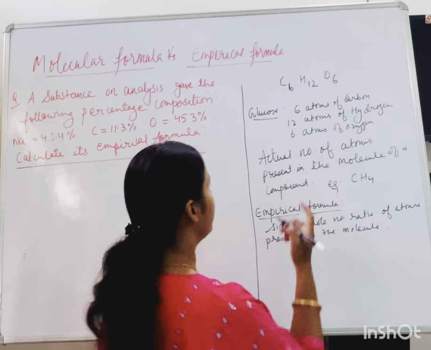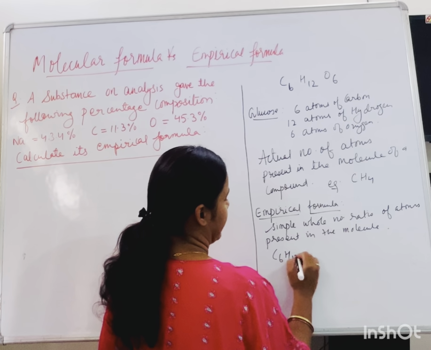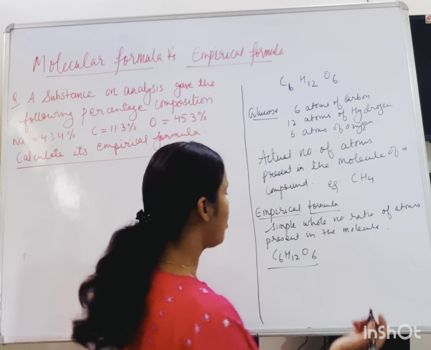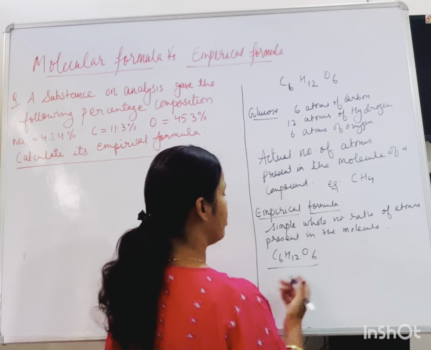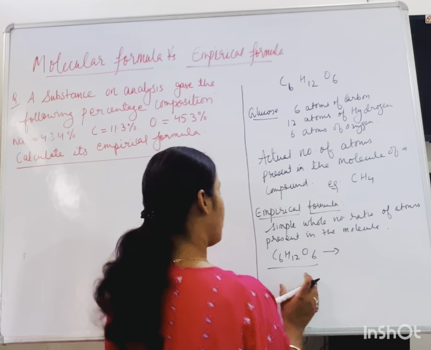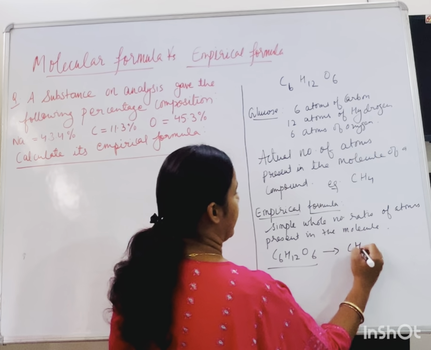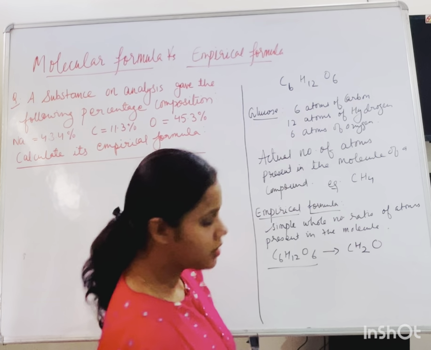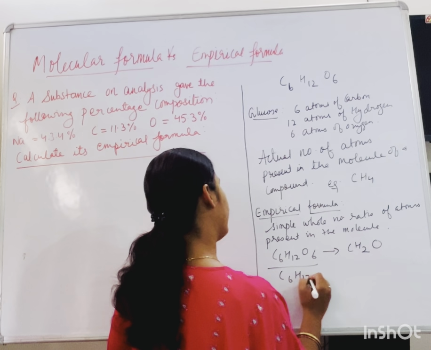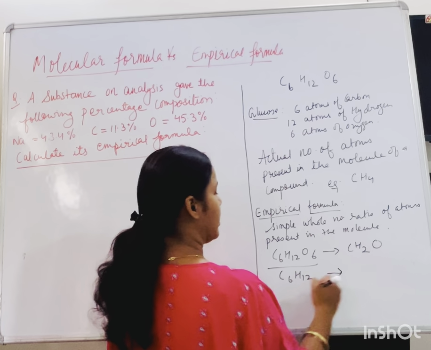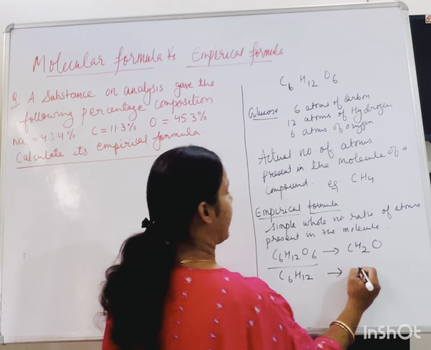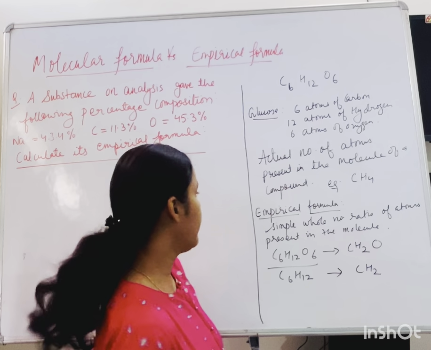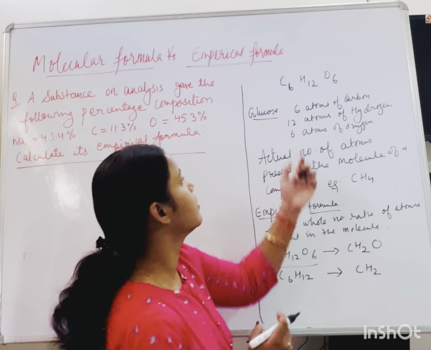For example, C₆H₁₂O₆ is the molecular formula of glucose. So what will be the empirical formula? To simplify it, we can write this in the simplest whole number ratio, that is CH2O. Another example: if we have C₆H₁₂ as the molecular formula, we can write its empirical formula as CH2, and so on. So this is empirical formula and this is molecular formula.